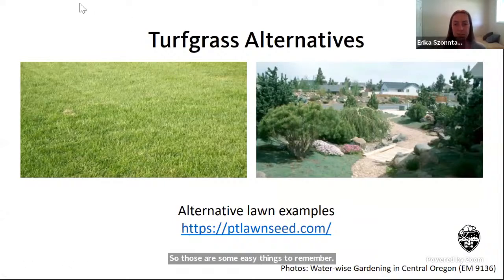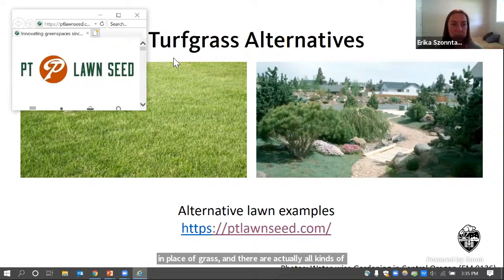There are alternatives to traditional turf grass, though. In this picture on the right, this is an example of, it looks like a creeping thyme or maybe creeping oregano ground cover. So there are different ground covers that you can use in place of grass, and there are actually all kinds of really cool lawn mixes these days.